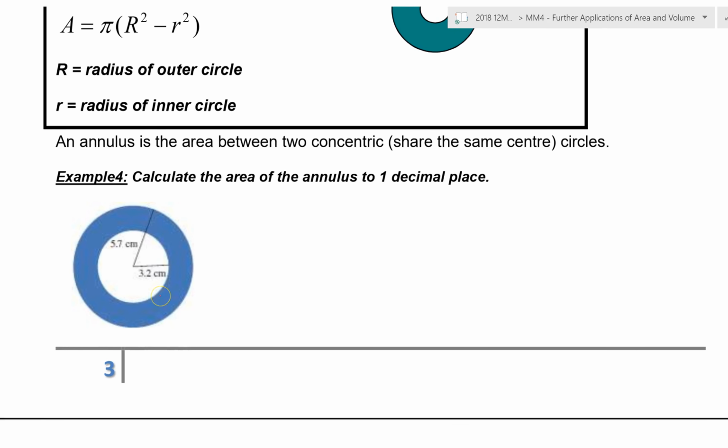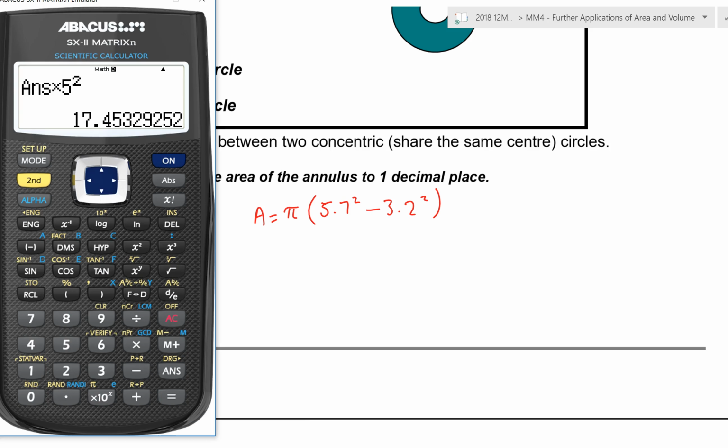The area of this annulus to one decimal place. My area equals pi times, the big radius is 5.7 squared, minus the small radius 3.2 squared. Notice I didn't write out the formula like this. You don't get any marks for doing that. You will get a mark for doing this much. So, jump straight to there, I think. That's reasonable enough. Next up, we're going to punch this into our calculator. I think we need more practice on the calculator, so I'm going to spend a little bit of time in our videos doing these.